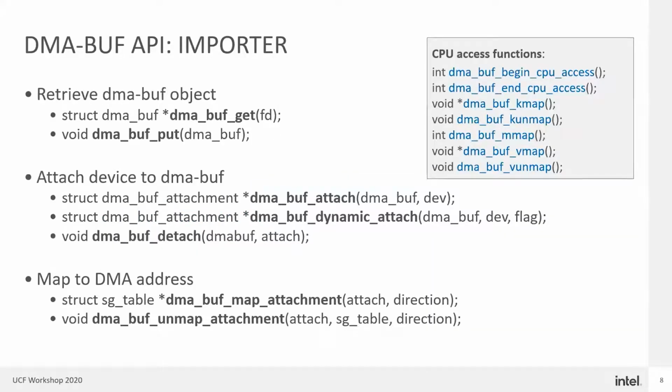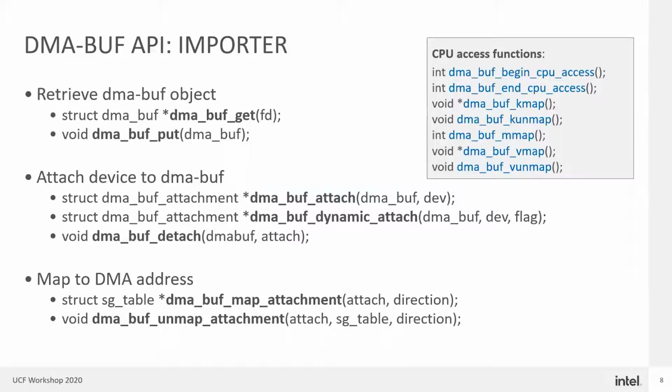From the importer side, there are four types of functions. The first one is to retrieve the object. So this is the get and put operations. And then there's a function to attach the device to the DMA buff. So the device itself is the user, the one that is going to do the DMA operation.